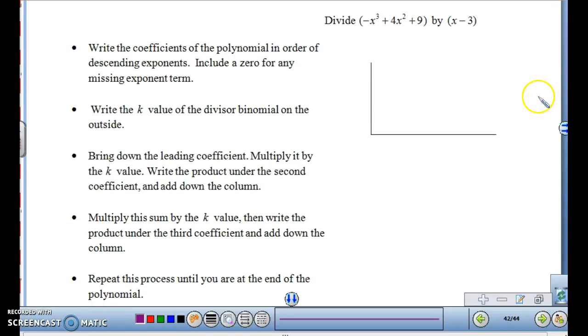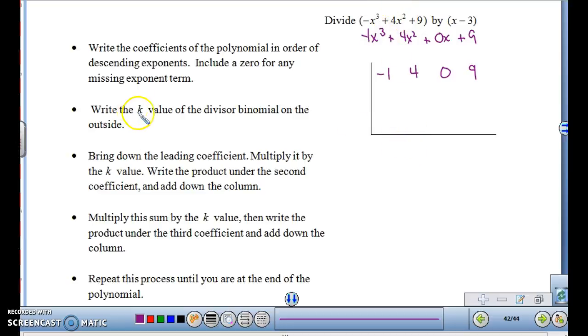So we want to start with the polynomial coefficients in descending order, and there has to be one for every single place. So we have negative x cubed, 4x squared, and then 9. Notice we're missing an x term, so this is actually negative x cubed plus 4x squared plus 0x plus 9. There has to be one in every single place. So my coefficients would be negative 1, 4, 0, and 9. Those are the coefficients of what I'm dividing.